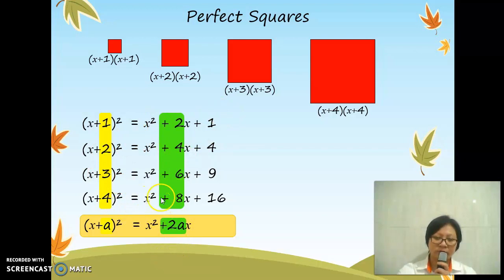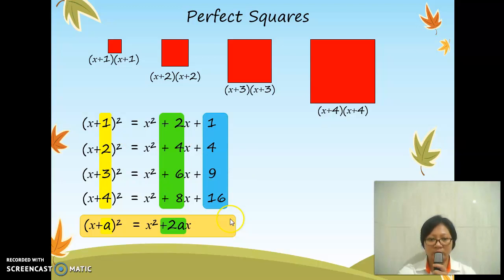The constant terms here, as you can see, they are perfect square numbers. So using a, we can formulate the constant term as a squared. This is how we formulate the algebraic perfect squares involving addition here.